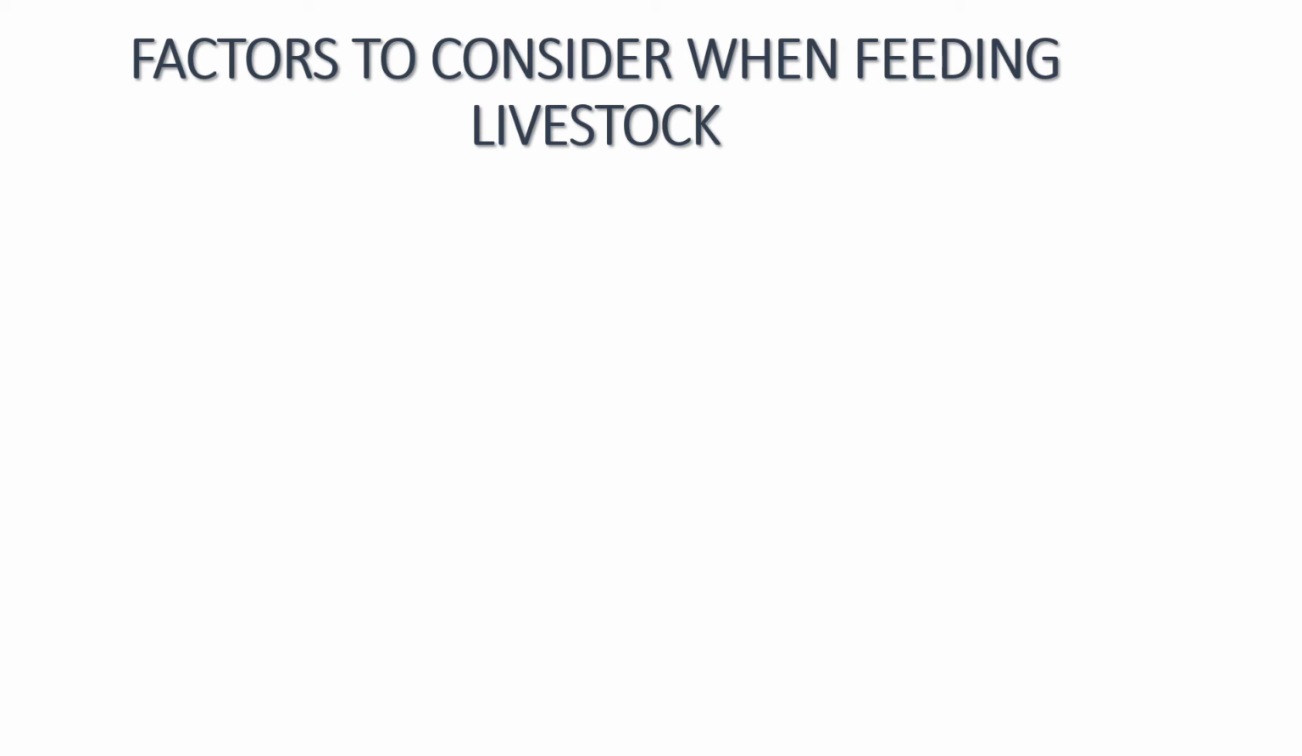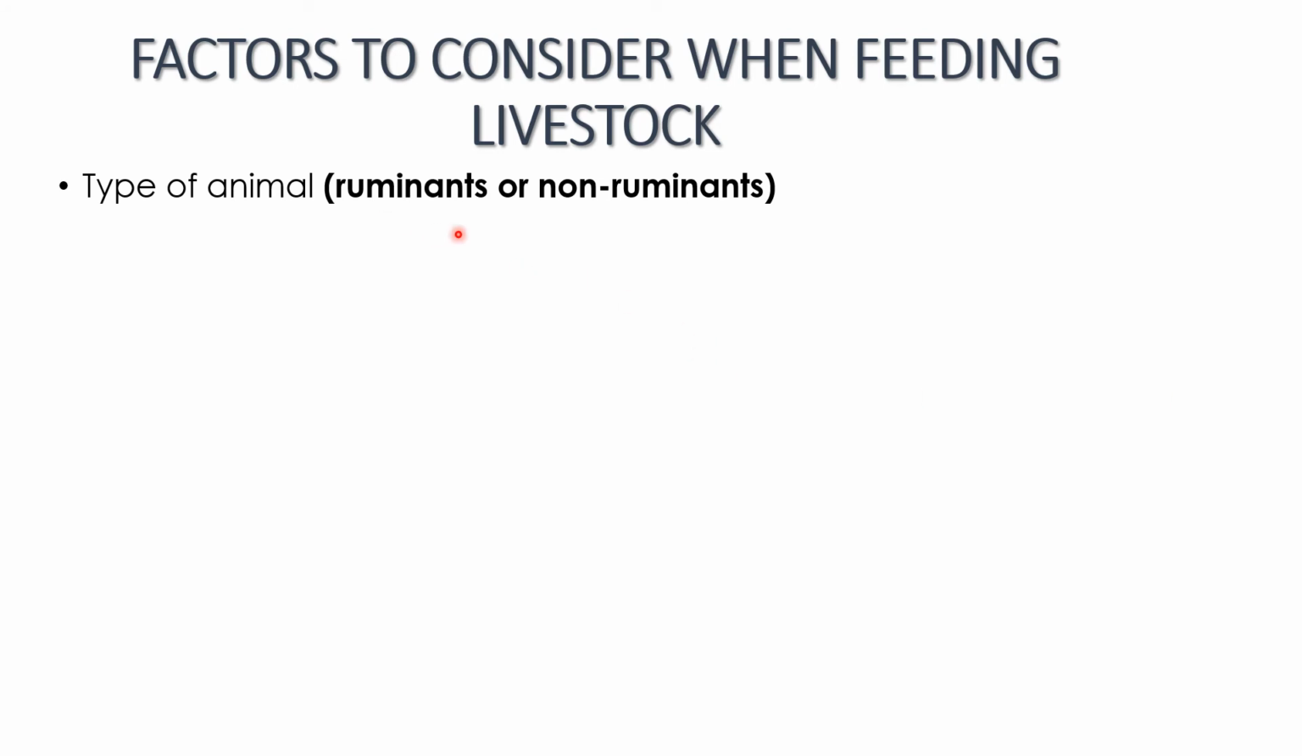Let us now look at the last part, the factors to consider when feeding livestock. There are factors at least the farmers should consider when they would like to feed their livestock. And some of them are: number one, type of animal. Remember, in Form 1, we learned that we have two types of animals depending on their digestive system. That's ruminants and non-ruminants. So when you are feeding the livestock, you should consider the type of animal.